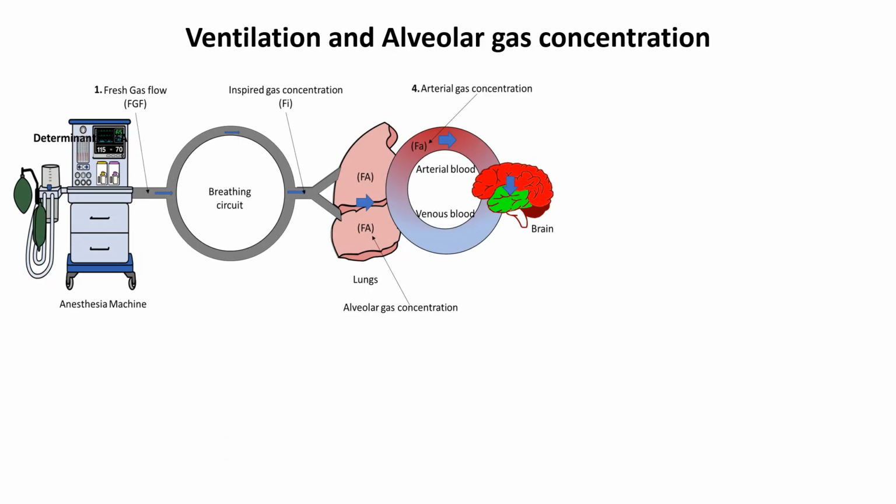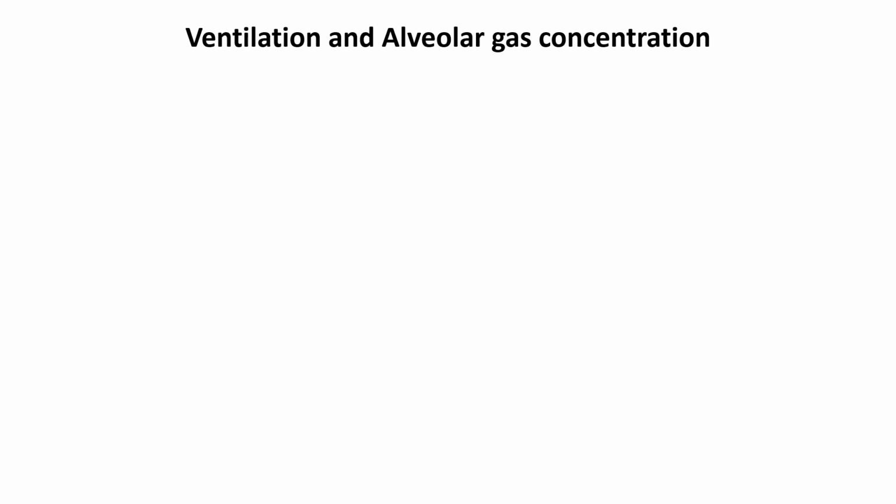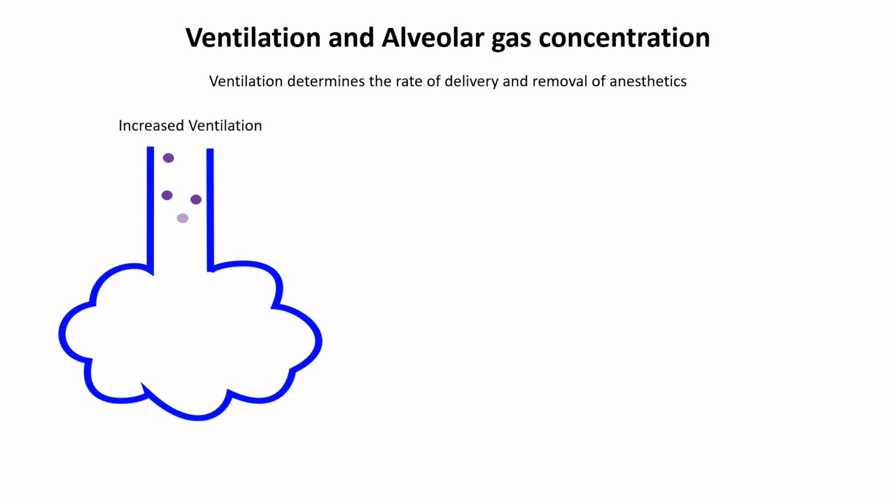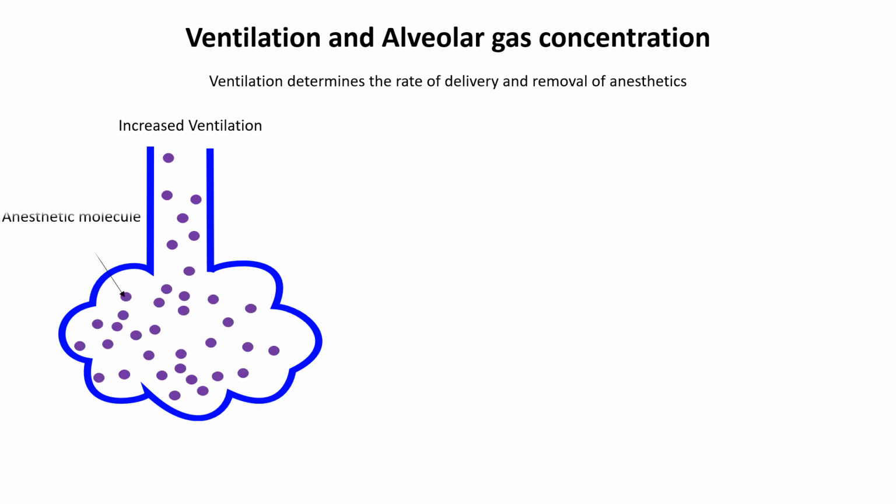Now that we are done with uptake as a factor affecting alveolar gas concentration, let's move on to how ventilation affects alveolar gas concentration. Ventilation directly affects the alveolar gas concentration of an inhalational agent by regulating how quickly fresh anesthetic is delivered to the alveoli. Increased alveolar ventilation delivers fresh anesthetic to the alveoli more rapidly, increasing alveolar partial pressure and speeding up equilibration with the blood. This results in a faster rise in alveolar concentration and quicker induction of anesthesia.